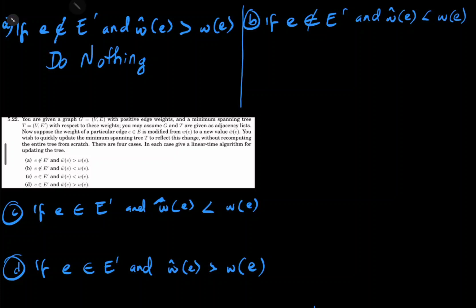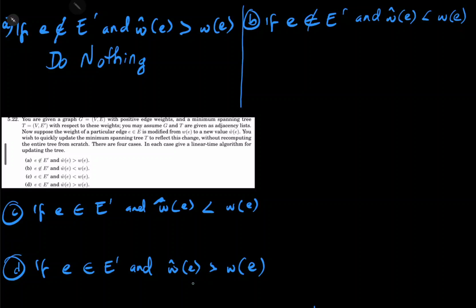Okay. So let's look at the next part. We have an edge that is already in the MST, but when it was modified, it became less than its original weight. This is good news. We do nothing, right? Because it's already in the MST, and when it becomes smaller, it even makes a better MST. So for the last one, we have an E in the MST, but when it got modified, it became greater than its former weight. What do we do?